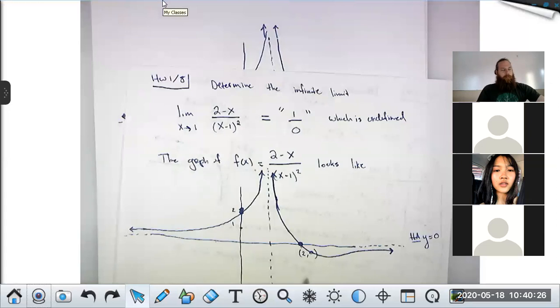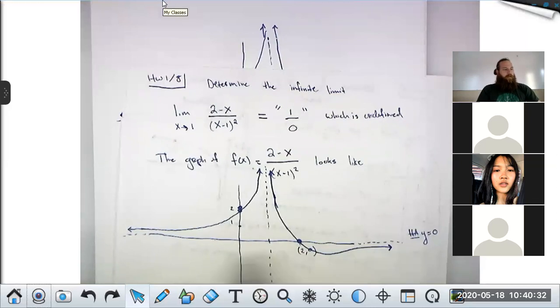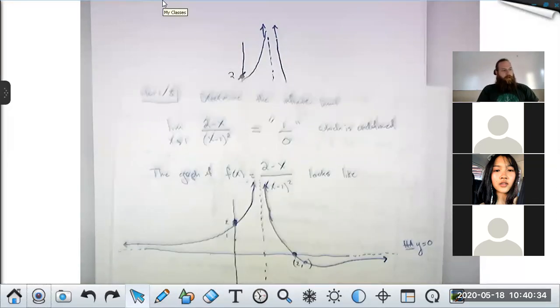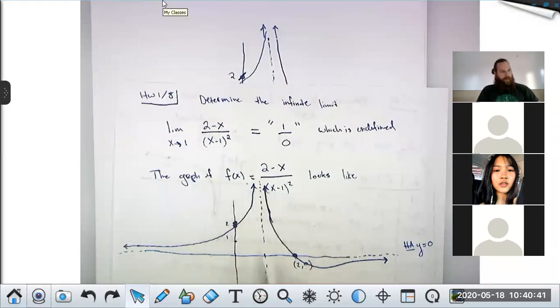Factor the top and bottom. That'll tell you any x-intercepts and any vertical asymptotes. Plot the x-intercepts. Plot the vertical asymptotes. Make note of the multiplicity. So this was an even multiplicity thing. This is an odd multiplicity thing. Odd multiplicity means you're going to change sign. You're going to go from being positive to negative. Even multiplicity means you're not going to change sign.